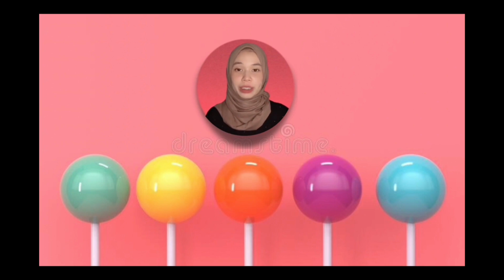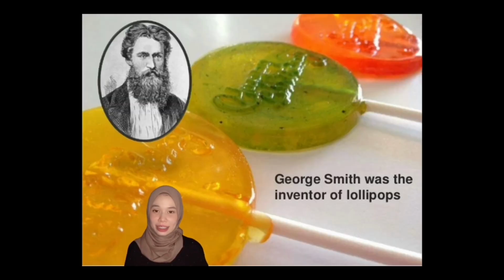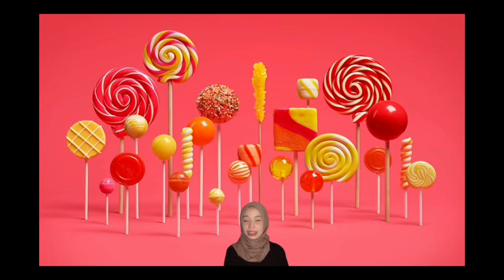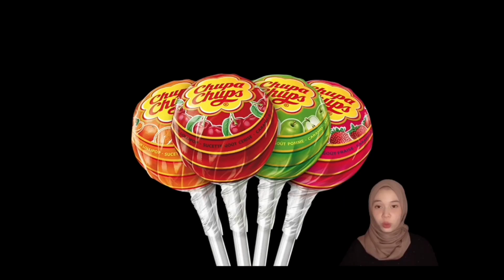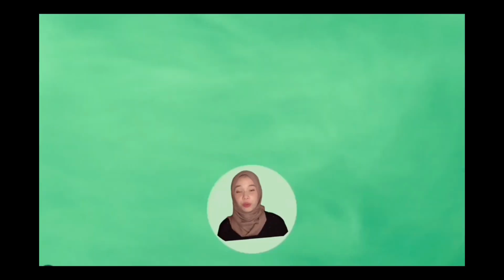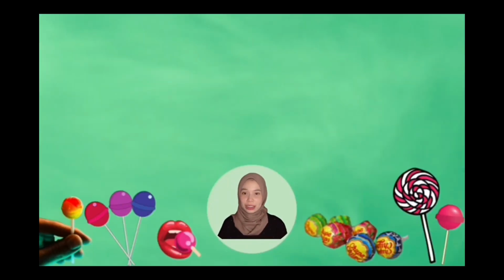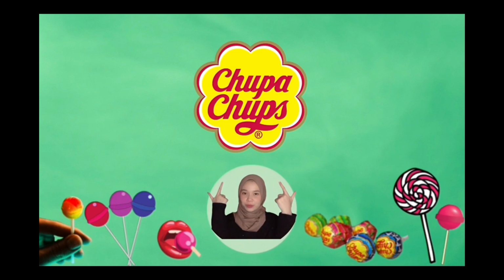We don't know which company was the first to mass produce these sweets. However, it is known that George Smith, a candy maker who enjoyed eating a competitor's chocolate caramels on a stick, created a lollipop by attaching a hard candy to a stick. As far as we know, Chupa Chups is the brand of lollipop that is most popular in the world. For your information, Salvador Dali created the Chupa Chups logo.